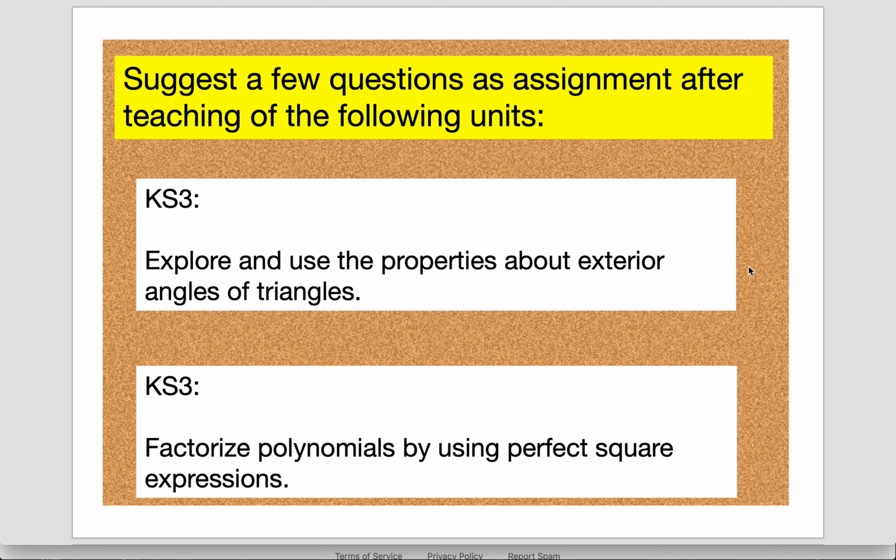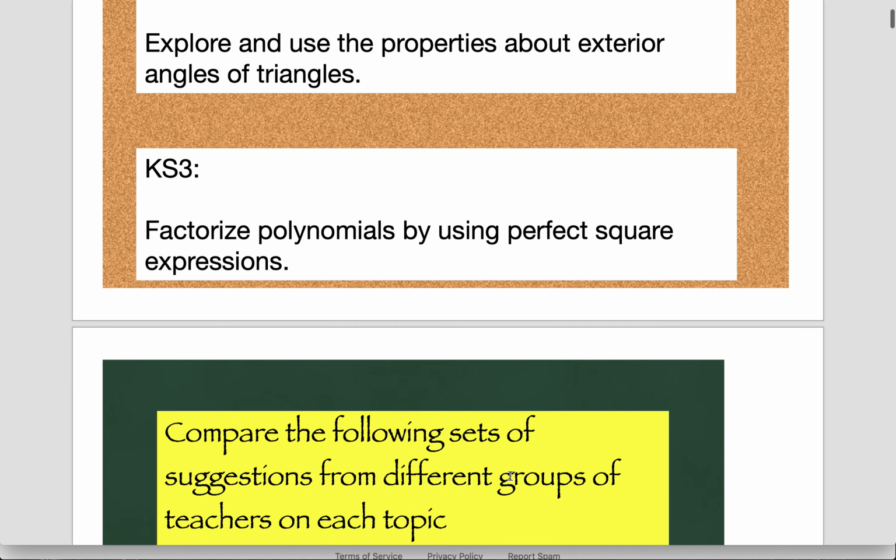This is about two topics, and we include some examples of homework that's suggested by teachers, and we try to talk about in what way we can set exercises suitable for developments of learning and assessment in ordinary classroom. So we are talking about ordinary homework. Okay? So the two topics that we'll go through will be here. One is about exterior angles of triangle. The other one is about perfect square polynomial factorization, both in Key Stage 3.